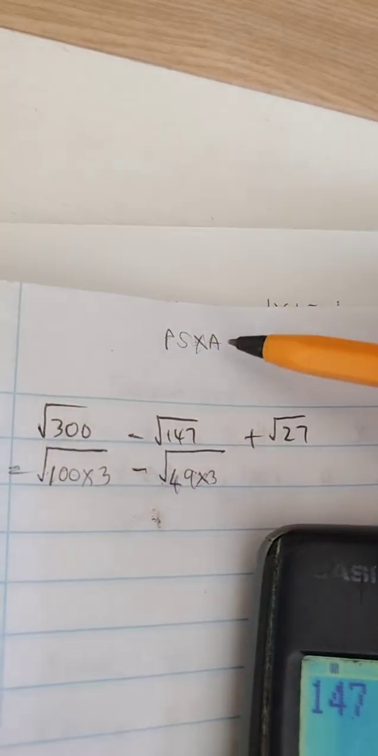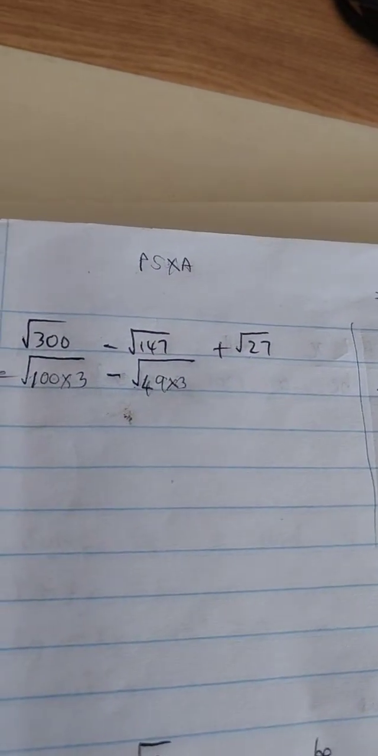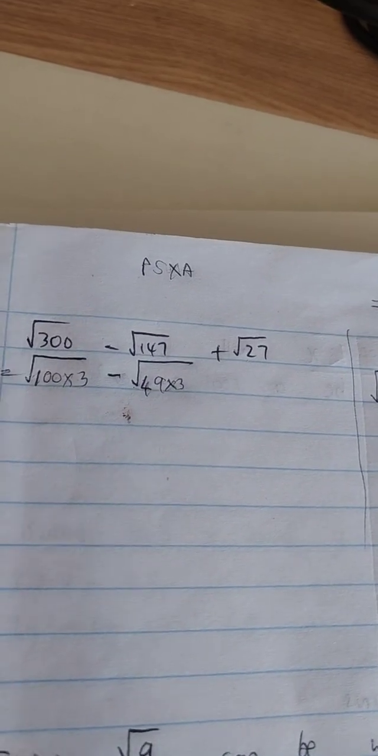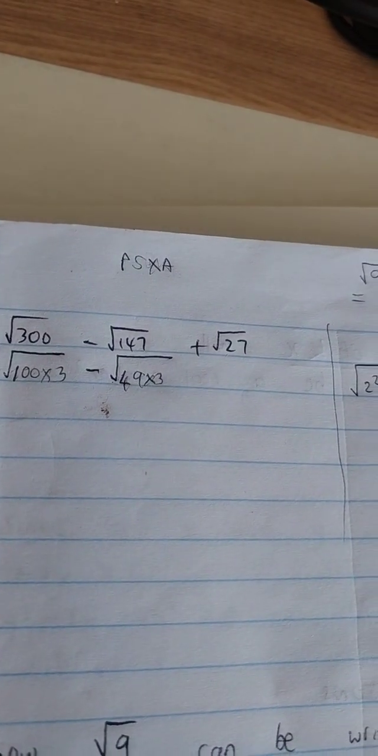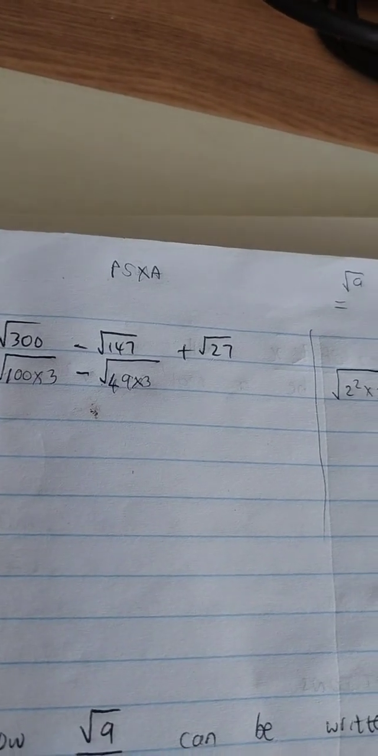A product of a perfect square and another number. That is basically the objective of all of this. The product of a perfect square and another number. All right?